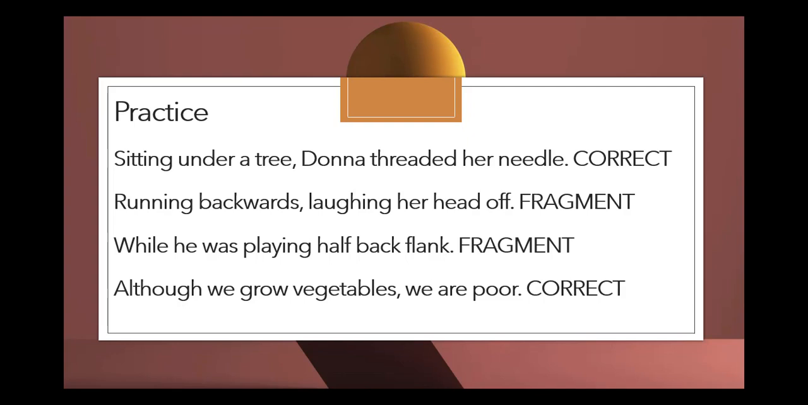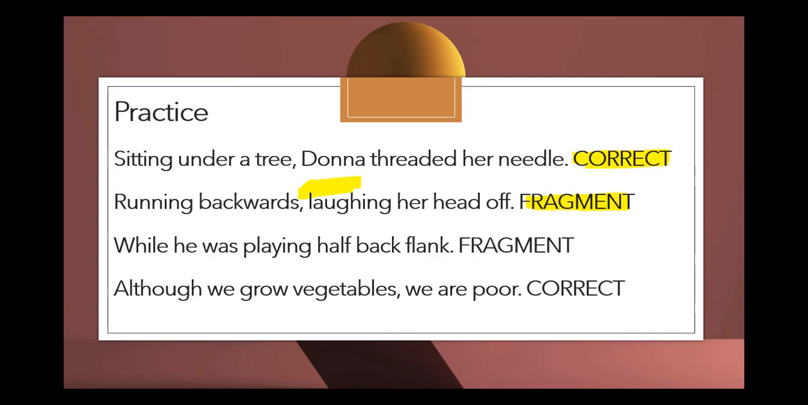All right, we're back. Okay, so this first sentence, sitting under a tree, Donna threaded her needle, is correct. Okay, complete thought there and has everything it needs. Running backwards, laughing her head off. That is a fragment. We're missing some corrections to that sentence. You could add in something like she was laughing her head off in there.